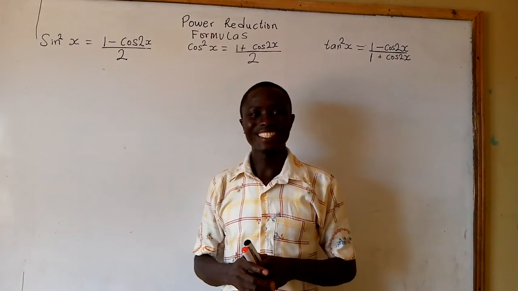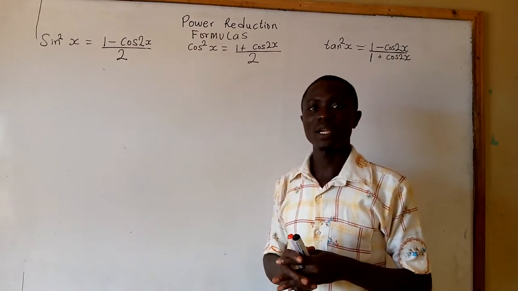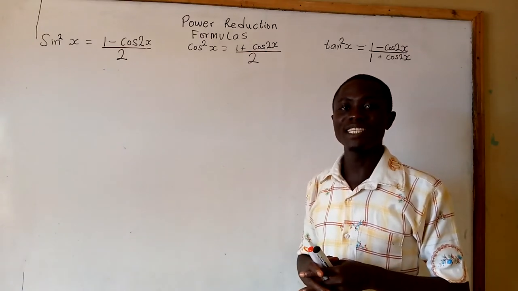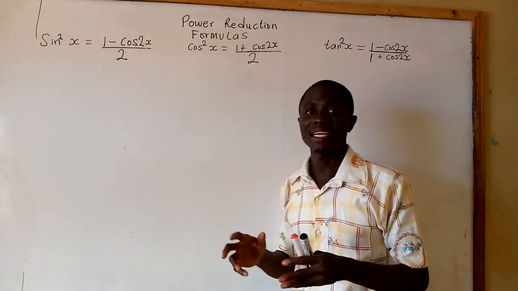I am Ensa Obesen. Today I'm going to teach you how to prove the power reduction formula, or the power reducing identities, for sine, cosine, and tangent.